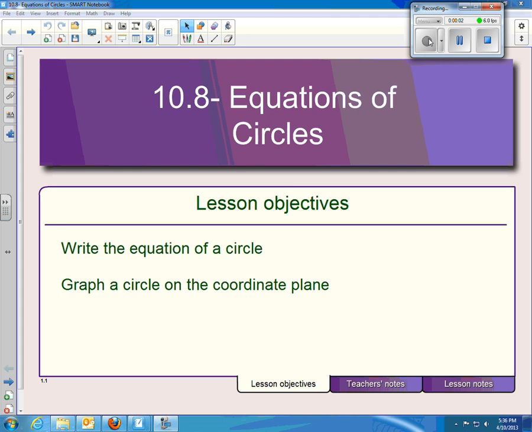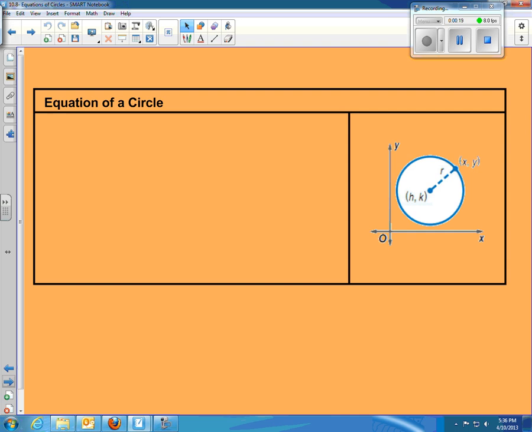Hi class, today we're going to do our last section in chapter 10, which is equations of circles. So we're coming full circle, ha ha. Our objectives today are to write the equation of a circle and to be able to graph the circle on a coordinate plane. Let's start off. We're going to do the equation of a circle in standard form.